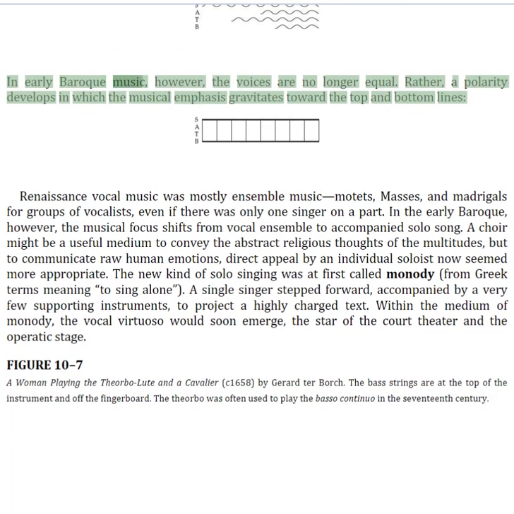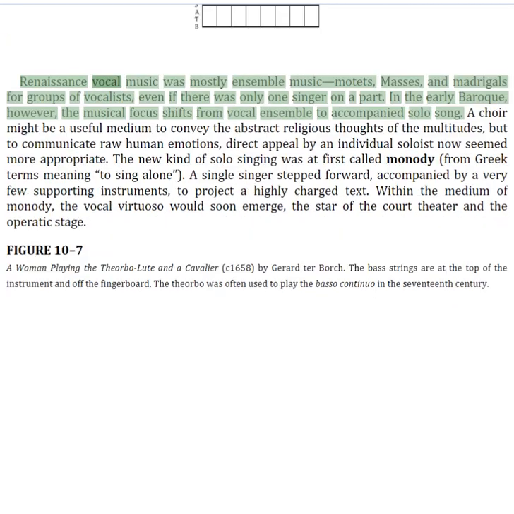In early Baroque music, however, the voices are no longer equal. Rather, a polarity develops in which the musical emphasis gravitates toward the top and bottom lines. Renaissance vocal music was mostly ensemble music, motets, masses, and madrigals for groups of vocalists, even if there was only one singer on a part. In the early Baroque, however, the musical focus shifts from vocal ensemble to accompanied solo song.